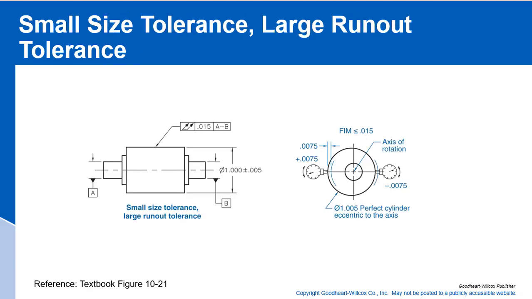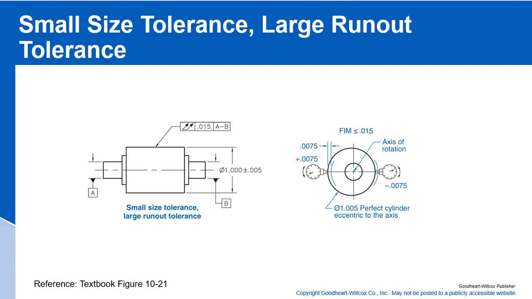Now, let's look at this case here. We've got a common datum, and then we have a relatively small tolerance here of plus or minus 5 thousandths on the size, and then we have a 15 thousandths runout. So what does this mean? Okay, so we have a perfect cylinder eccentric to the axis here, like that, and this is allowed to come out 7.5. That gives us our full indicator movement of 15. So that's how we can meet the size tolerance and a larger runout tolerance.